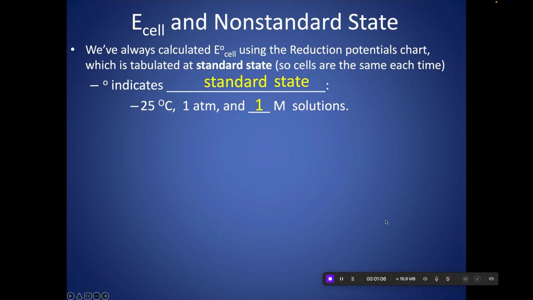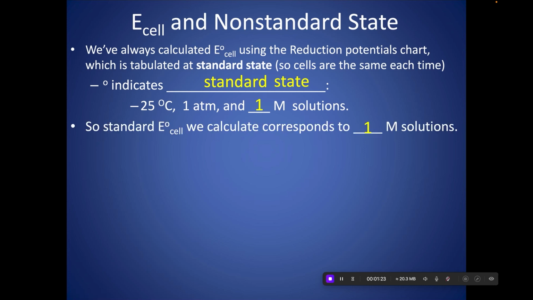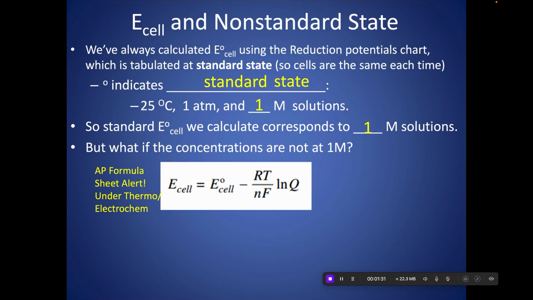So we need to make sure that we are comfortable finding the voltage, or E of the cell, or cell potential when we're not at standard state. So again, that little degree sign is standard state conditions. It's different than STP because it's 25 degrees Celsius, 1 atm, and 1 molar solutions. When you calculate E of the cell using reduction potentials, you are automatically getting the standard state one. If you don't want the standard state one, then you have to use this equation, which is called the Nernst equation, which is on your AP Chemistry formula sheet.